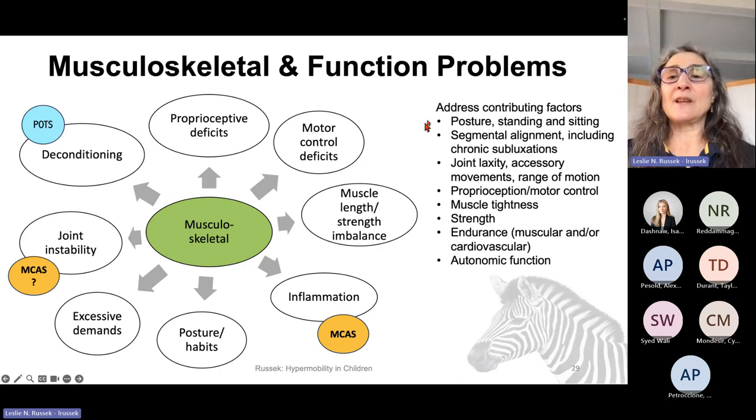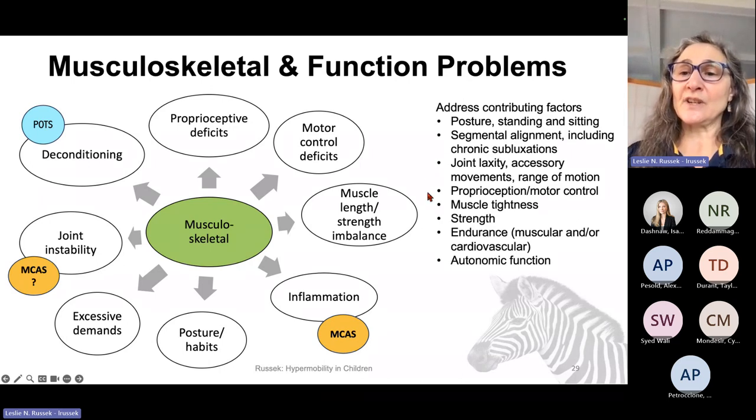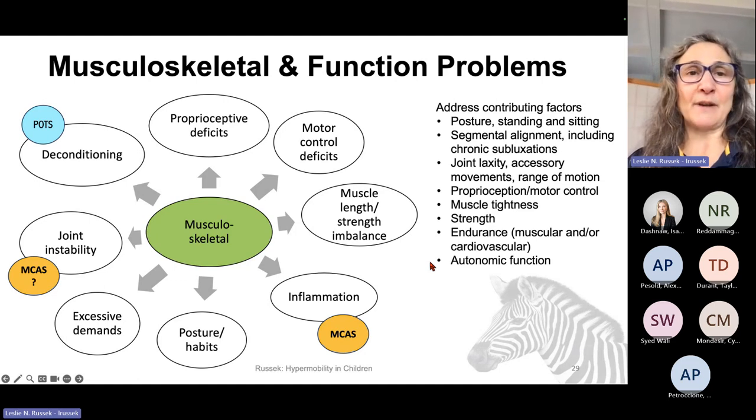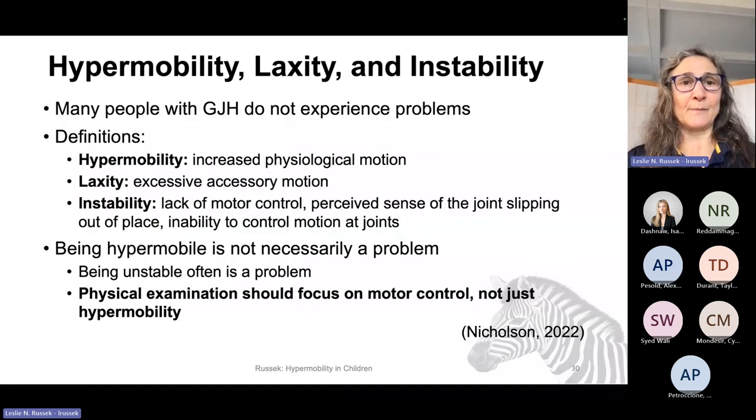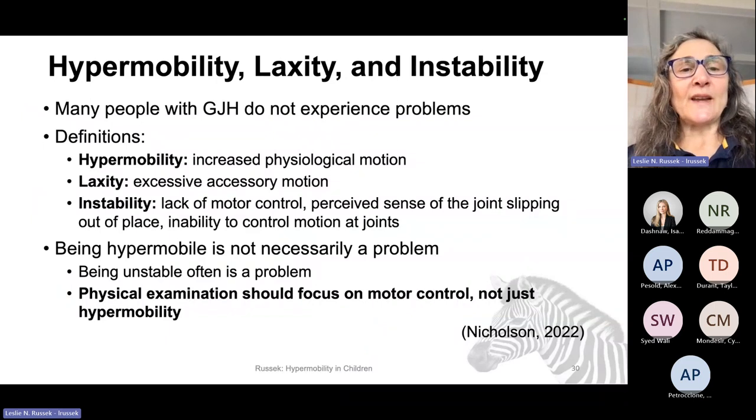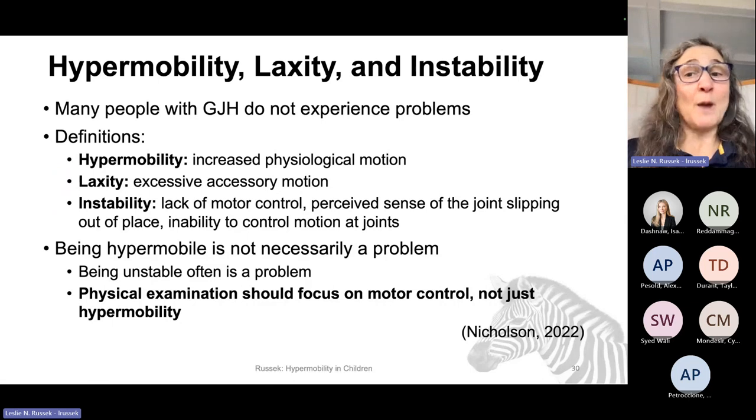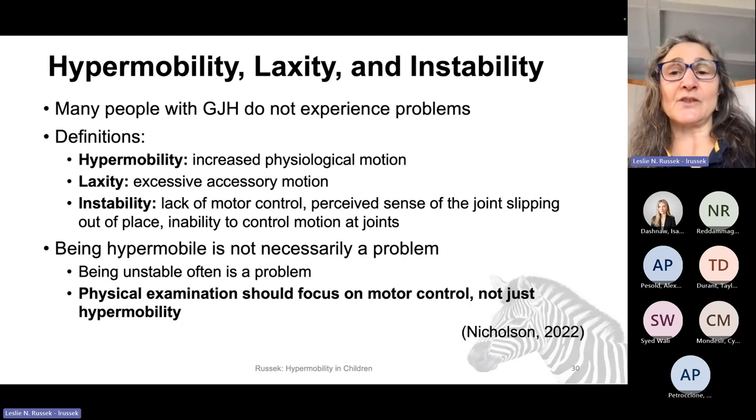And then when I assess patients, I look at posture, their alignment, joint laxity, proprioception, muscle tightness, strength, endurance, and autonomic function if I think they have POTS. It's important to recognize that not all hypermobility is associated with instability. So hypermobility is just the increased physiological motion. Remember I said there are people who are hypermobile who have no abnormal symptoms. There often are skaters, figure skaters, gymnasts, musicians.